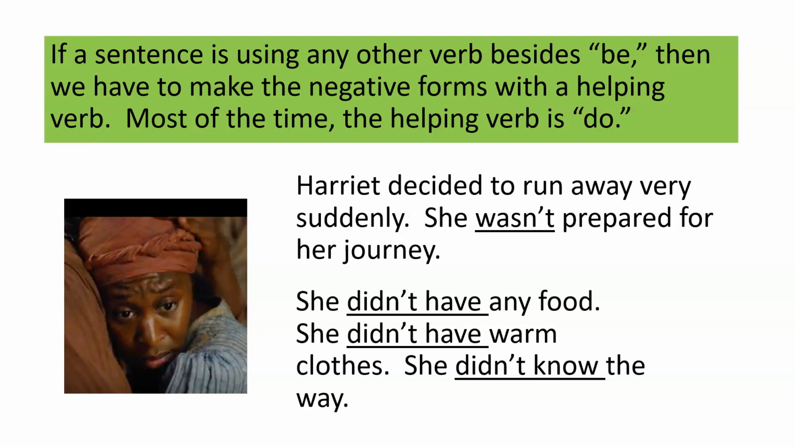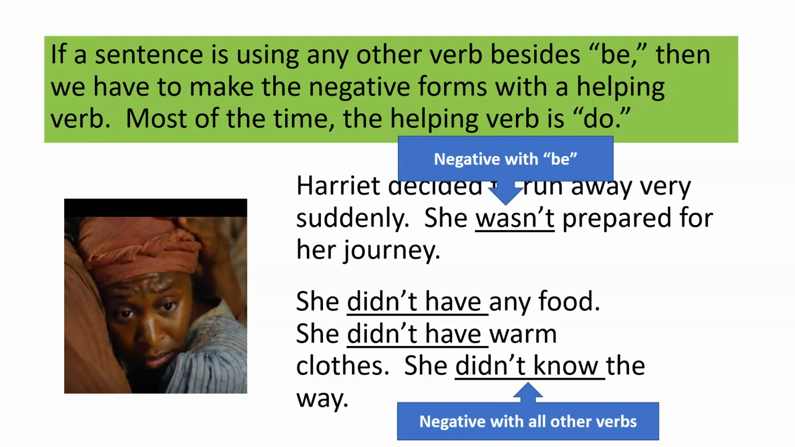Harriet decided to run away very suddenly. She wasn't prepared for her journey. She didn't have any food. She didn't have warm clothes. And she didn't know the way. So in the first part of this, you can see a negative with the verb be, and in the second part, we have these 3 negative verb phrases with the verb have, the verb know, and all the other verbs are going to look this way.